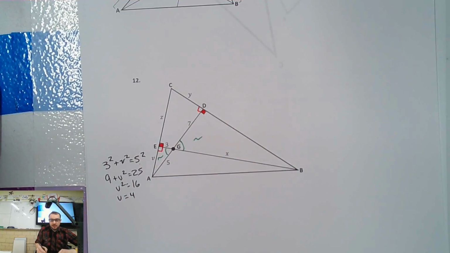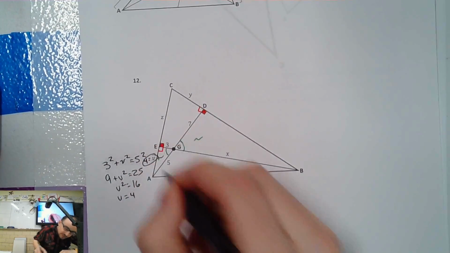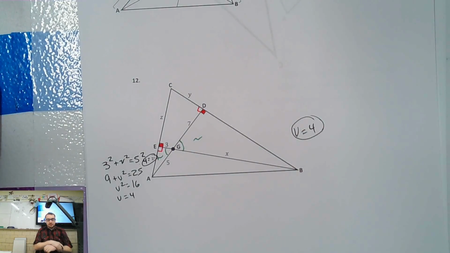It's a 3, 4, 5 right triangle. So if you know your special right triangles, super easy. V is 4. All right, now let's figure out what x is.